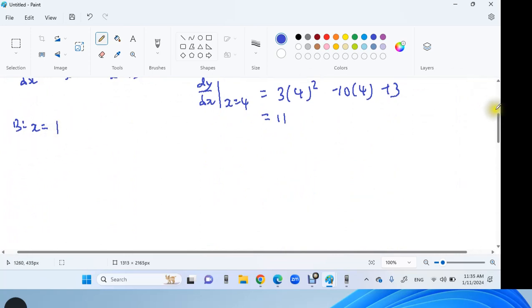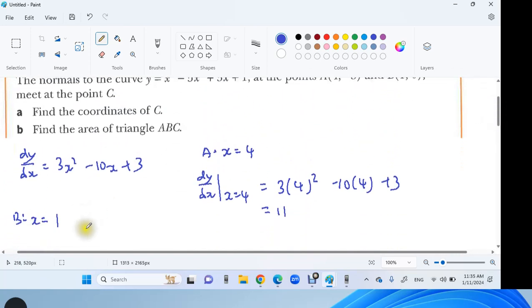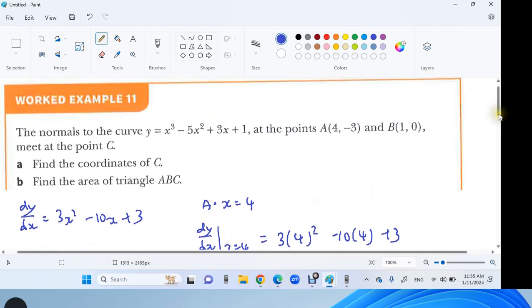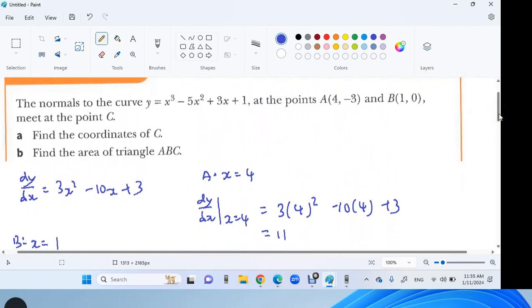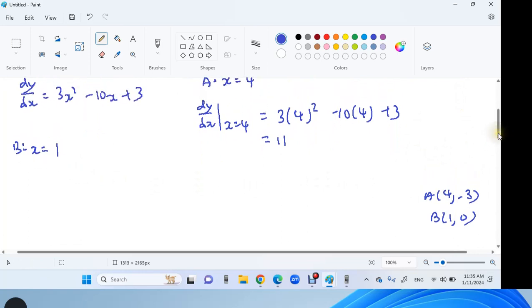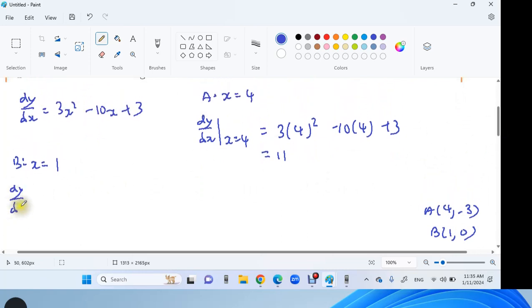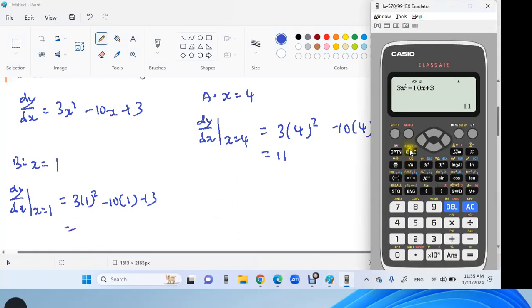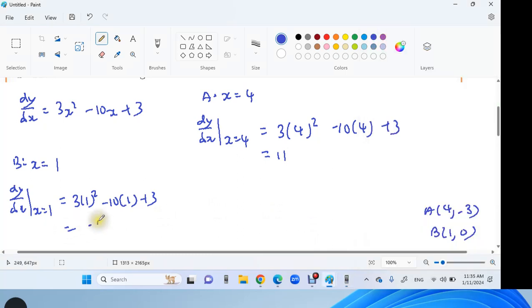Okay, so B is (1, 0), and A is (4, -3). B is (1, 0). So at B, the dy/dx when x equals 1 is 3(1 squared) minus 10 times 1 plus 3. So we calculate, then we have the value of negative 4.